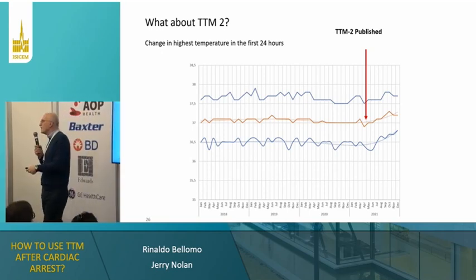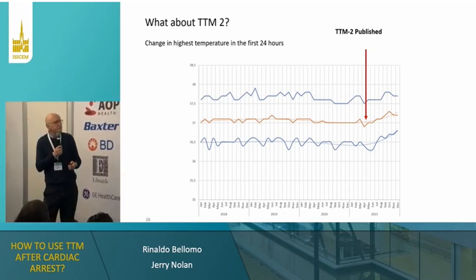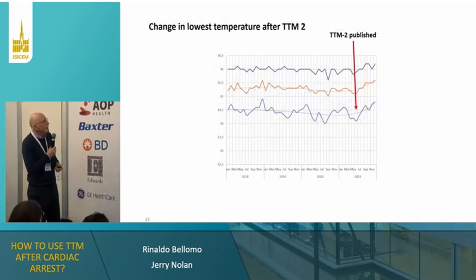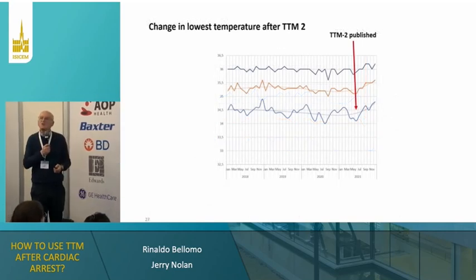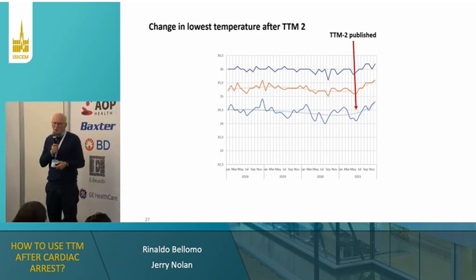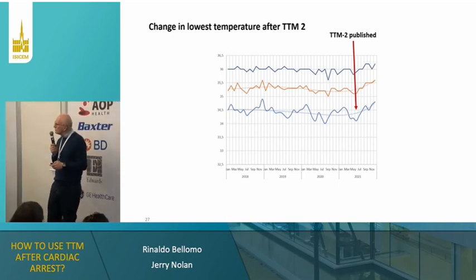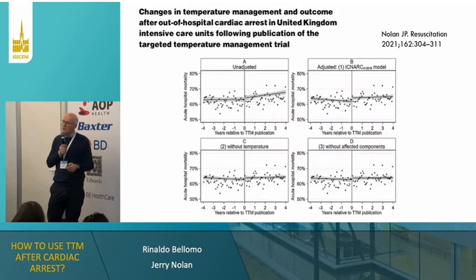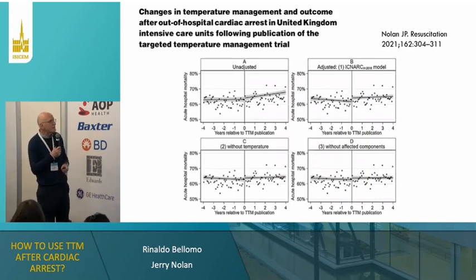So when we look at it, I expect we're going to see more fever. And also the lowest temperature shifted up. So we shifted up with TTM1, which doesn't look good. And now with TTM2, we probably shifted up some more, which looks worse again. This is data from the UK. Would you like to comment?